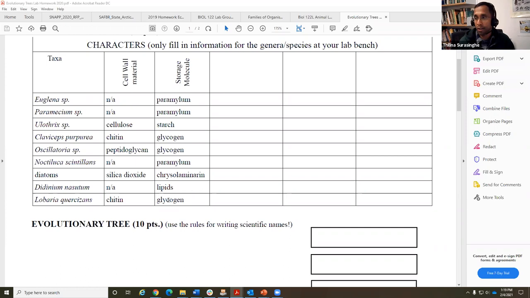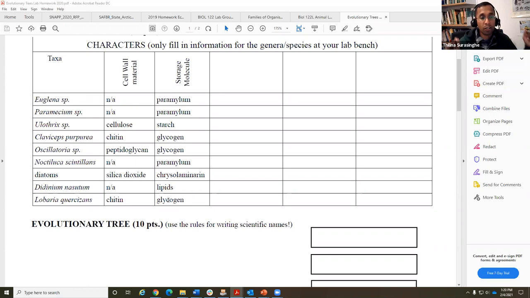If you need help coming up with characters, look at my PowerPoint presentation. It goes over certain characters for all the species in both boxes. And then of course, once you have those characters, you can actually start creating the phylogenetic tree.